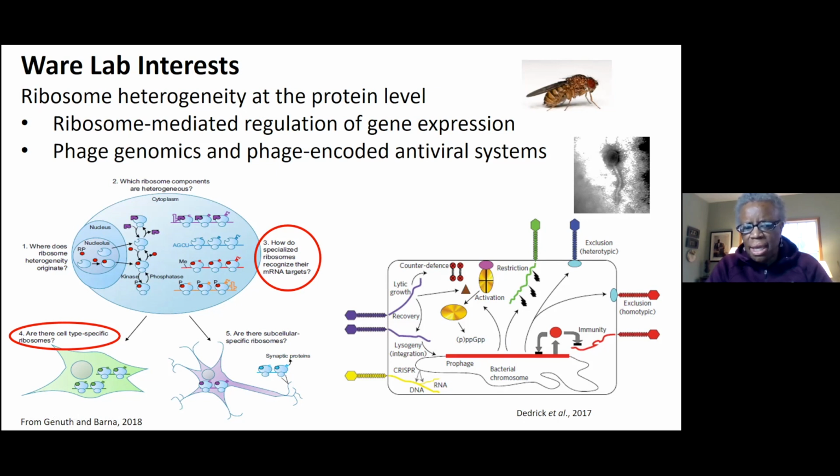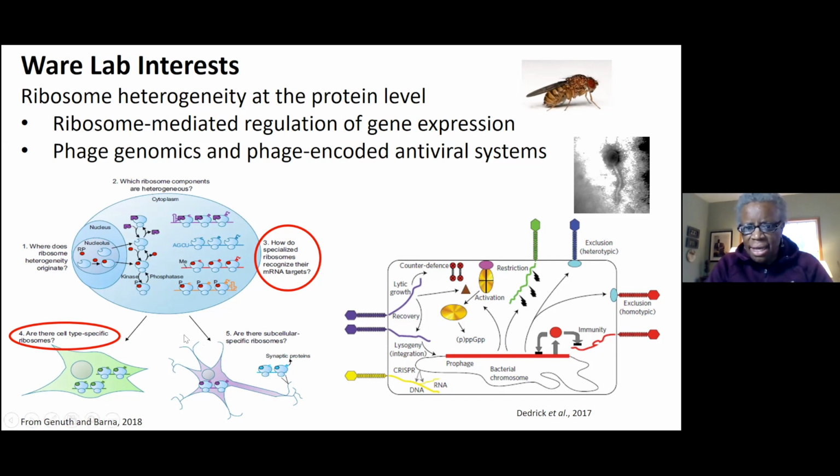The first being, how do specialized ribosomes recognize their targets? And immediately you are probably wondering, what are specialized ribosomes? And I'll tell you a little bit about that momentarily. But one of the other questions that we're interested in, as shown here on the left, is, are there cell-specific types of ribosomes? And so first of all, let me say to you that by virtue of the fact that we're going to talk a little bit about specialized ribosomes, that indicates that not all ribosomes are obviously alike.